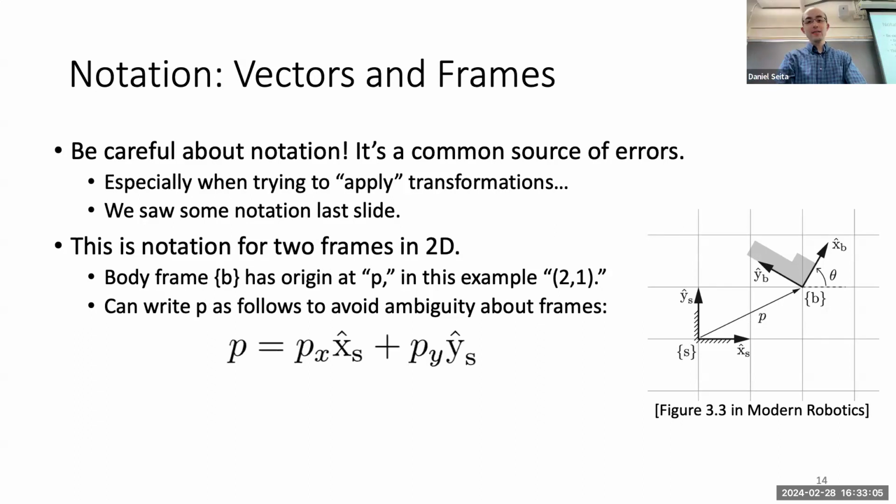So it gets very tricky. You can write it like this. Because we always assume that there is a fixed space frame, you can write P like this. So this is one way to do it. Now, if there is no ambiguity about what coordinate frame you're talking about, then maybe you don't have to write it out. But this just helps to be a little more explicit about how you're defining things.